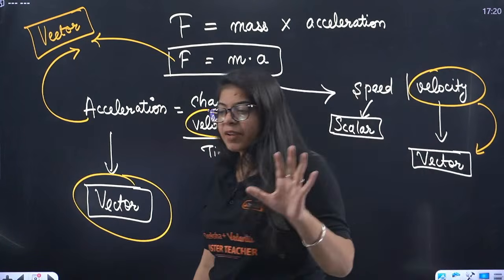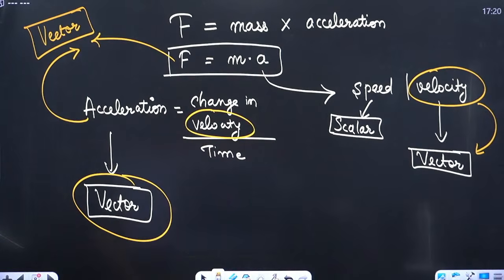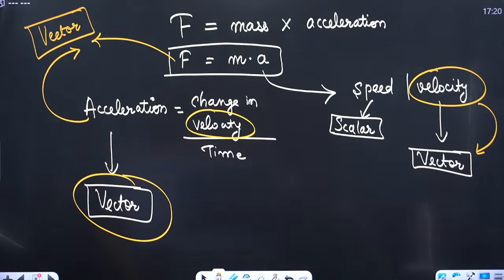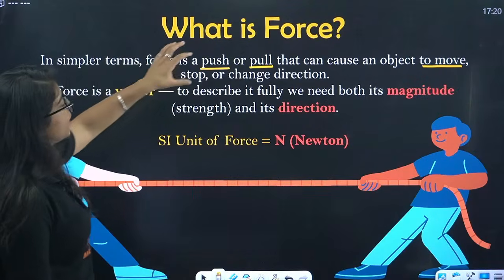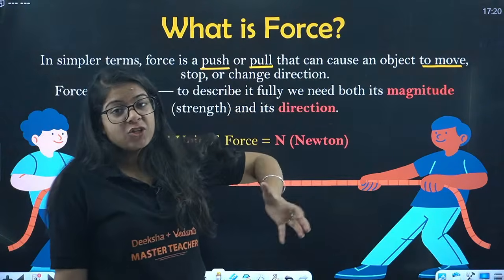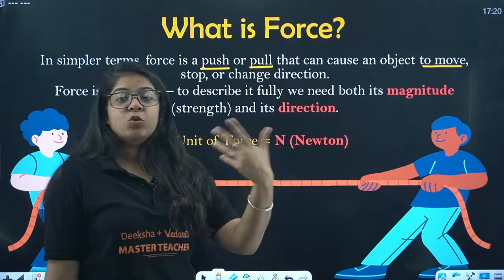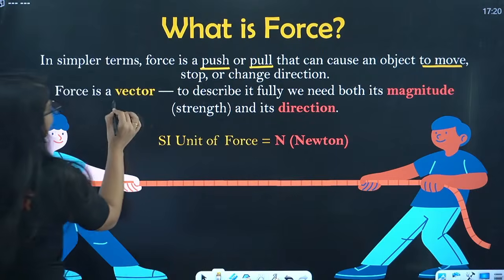Understood? Everyone? Any doubt till now? Any doubt about the magnitude, about the vector, about anything? You let me know. Okay? Moving on, beta. Now coming back to force. Force is simply a push or pull that can cause a change in the state of an object. It can move the object or stop the object. Done? Now beta, it is a vector quantity.